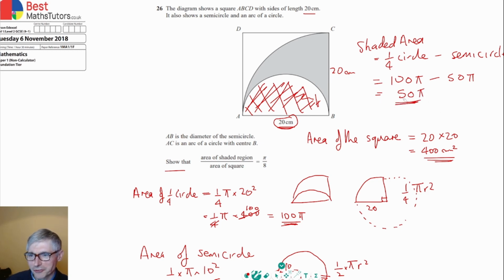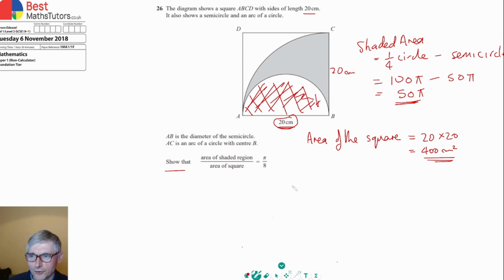Now we've got the area of the shaded area, and we know the area of the square, we can make those into a fraction. So we've got the area of the shaded region on top, so that is the 50 pi. And if we put the area of the square underneath, that was the 400 centimetres squared. So we took these two values, the 400 centimetres squared and the 50 pi, made them into a fraction. And then we can try and simplify the fraction.